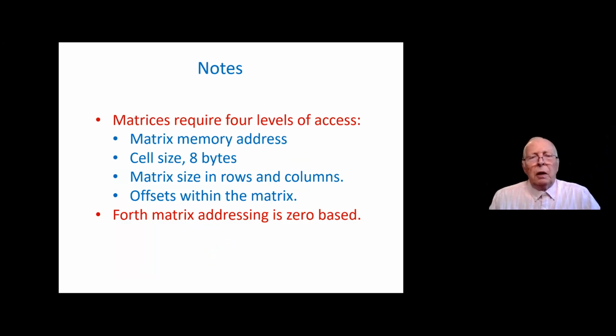As an introduction, we need to be reminded that matrices have 4 levels of access. First, we need the matrix memory address for the data itself, the cell size, in this case 8 bytes, which accommodate floating point numbers, the matrix size in rows and columns, and then finally, within an application, the offsets within the matrix. A reminder here that Forth matrix addressing is 0-based, whereas traditional matrices are 1-based.